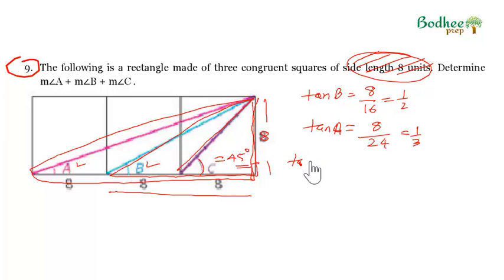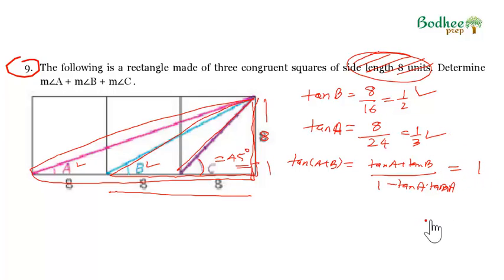And we know that tan of (A plus B) will be equal to (tan A plus tan B) upon (1 minus tan A tan B). If you substitute the values of tan A and tan B as half and 1 by 3 respectively, you will get the value of this expression equal to 1. So the angle A plus B would be 45 degrees. So the sum of this plus this is 45 degrees. This alone is 45 degrees. So the sum of angle A plus angle B plus angle C is 90.